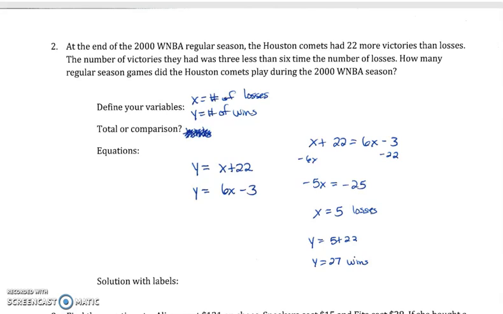The question says, how many regular season games did they play? And that's my apology. I didn't actually write that. So in order to give a true final answer, you would have to do 27 plus your 5, and you would have to tell me that they played 32 games during the season. So the real final answer should be 32 games. That's my apology for not putting that on there.